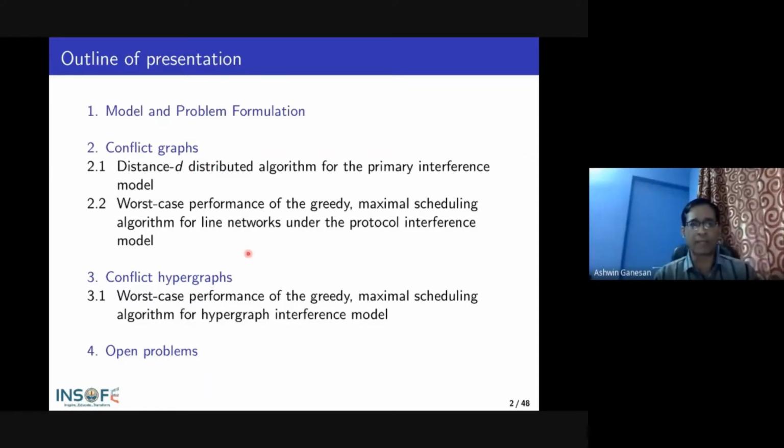And then I'll be looking at the worst case performance of these algorithms. And if we have time, we'll also look at how the interference can be modeled using hypergraphs rather than graphs. These are more general and more powerful interference models. And I'll conclude with some open problems and directions for further research.